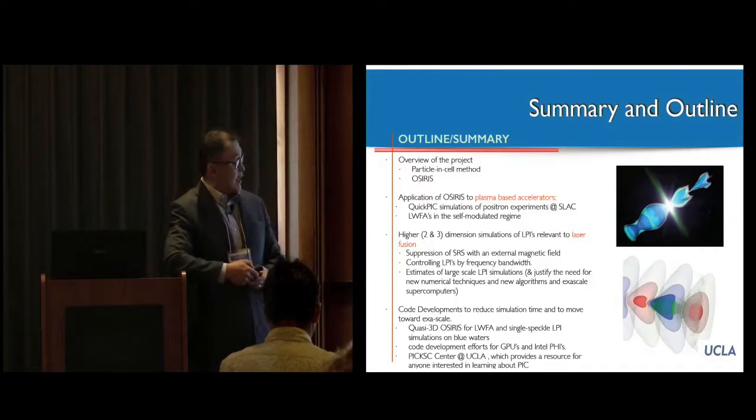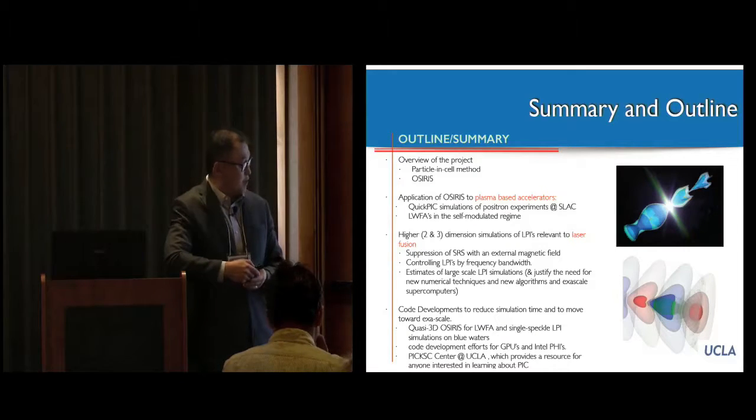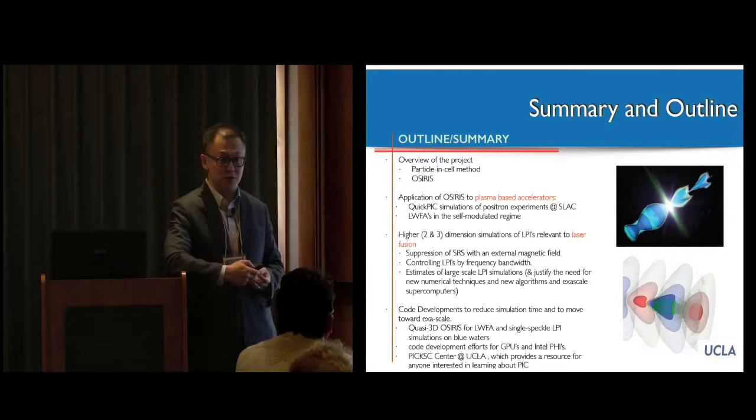And then the second example is that of laser fusion. I'm going to show you some large 2D and 3D simulations of laser plasma interactions relevant to laser fusion. And also going to give you some estimates on what it takes to do a large 3D simulation that's relevant to experiments. And I'm going to show you that these simulations cannot be done on today's computers, and this would justify the need for new numerical methods and also new algorithms for the exascale supercomputers.